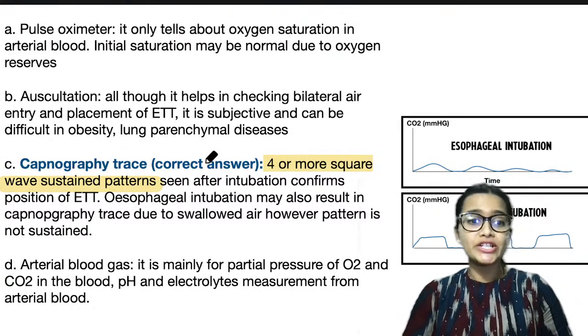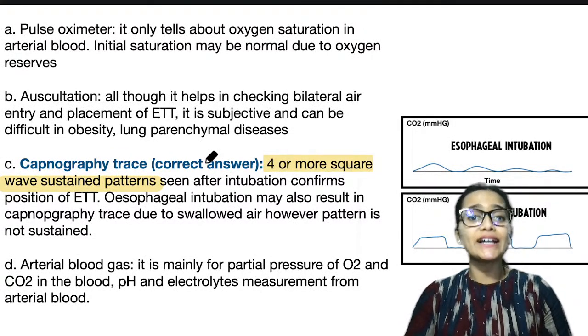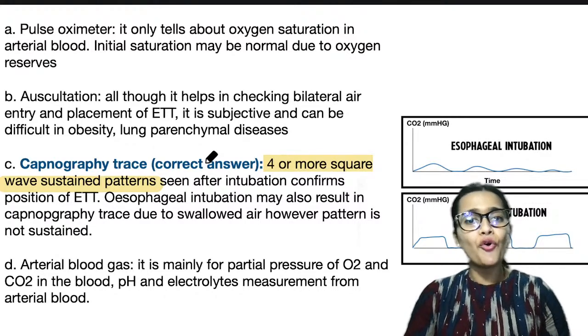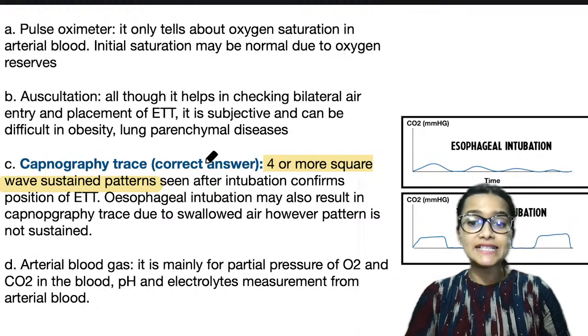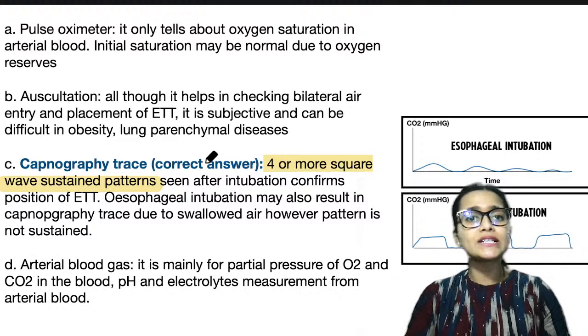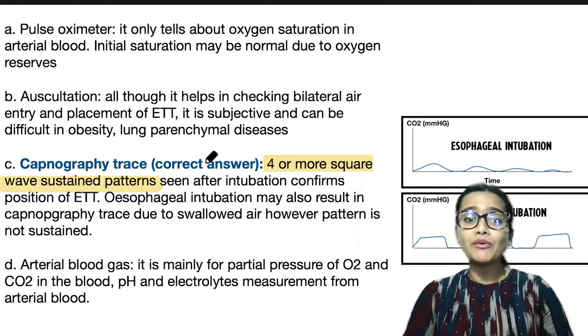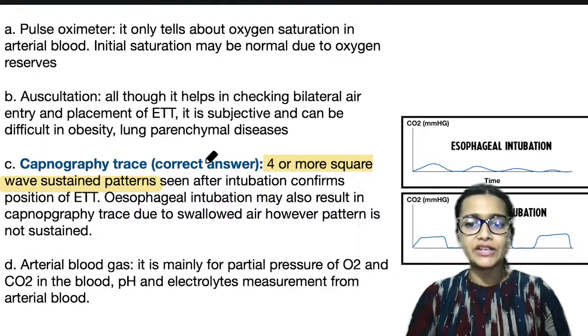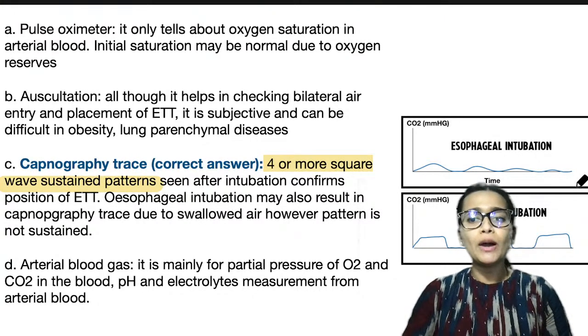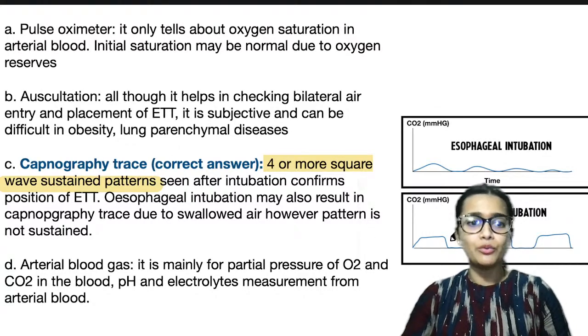Okay, so option C was capnography trace, which is your correct option. It is now considered the gold standard method to detect the position of your endotracheal tube. But what you have to see on your capnography is 4 or more square wave sustained patterns. Even esophageal intubation might show you some form of capnography trace. However, it won't be like a proper square wave pattern. It would just be wavy waves like this.